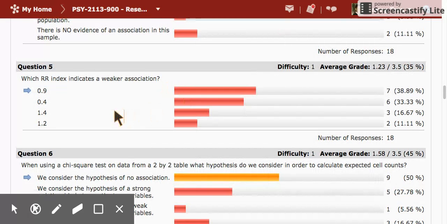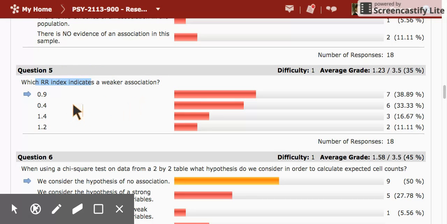4.6 is greater than 3.8. Which RR index indicates a weaker association? I mentioned that the RR baseline is 1. So the further you get from 1, the greater the association. So the weakest one is the one that's actually closest to 1.